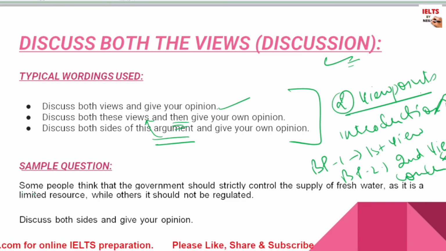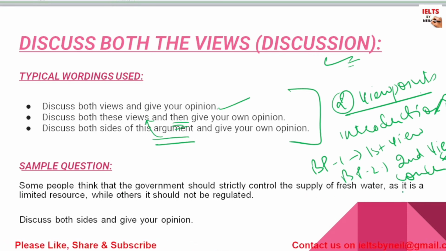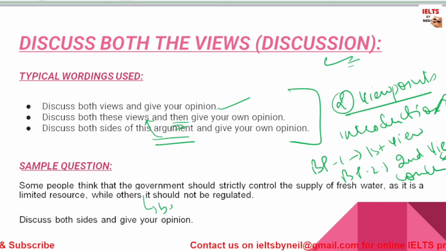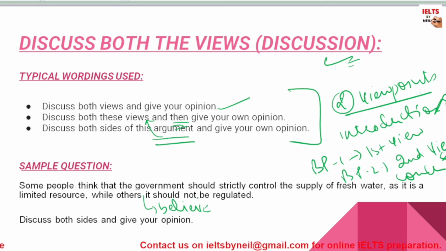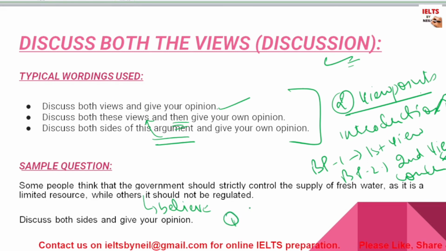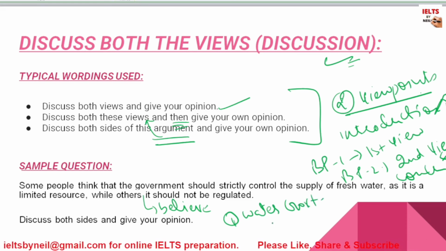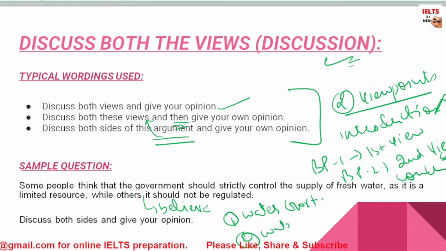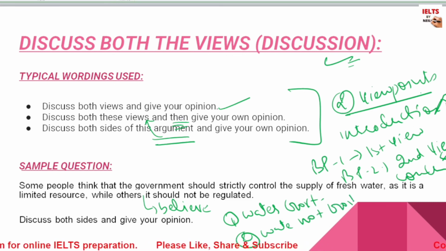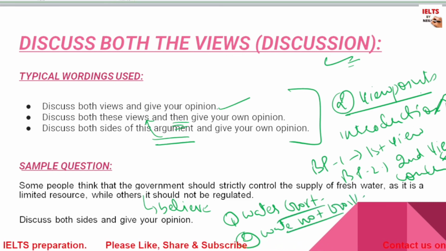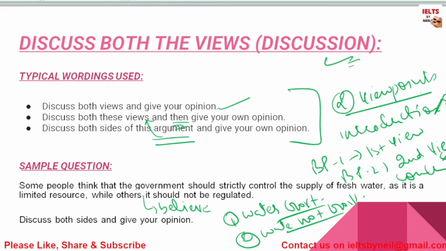An example statement would be, some people think that the government should strictly control supply of fresh water as it is a limited resource, while others believe it should not be regulated. So what are the two viewpoints in this one? First one is water should be regulated by government, and second viewpoint is water should not be regulated by government. So we have to discuss both the views, okay, and give our conclusion. So this is the fourth type of essay that you might get in the exam.